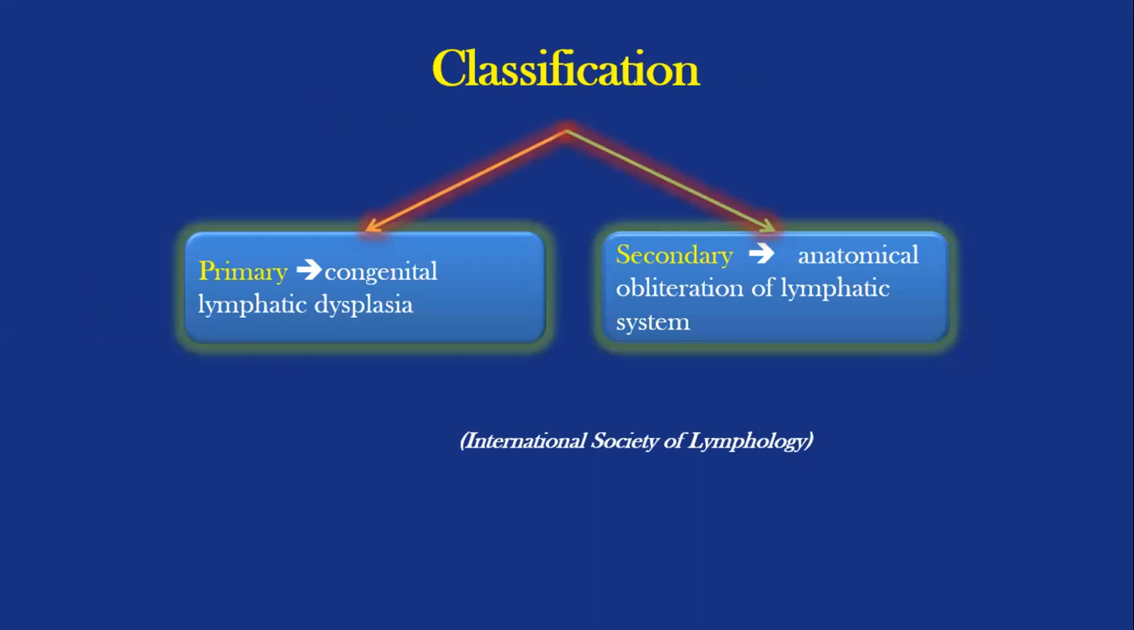According to the International Society of Lymphology, lymphedema is classified into two types: primary and secondary. Primary is congenital lymphatic dysplasia, because if there is a congenital malformation of the lymphatic system, there is a chance of developing lymphedema. Secondary is anatomical obliteration of the lymphatic system. Because of a disease or other problems, the person develops lymphedema afterwards. That is what we call secondary lymphedema.